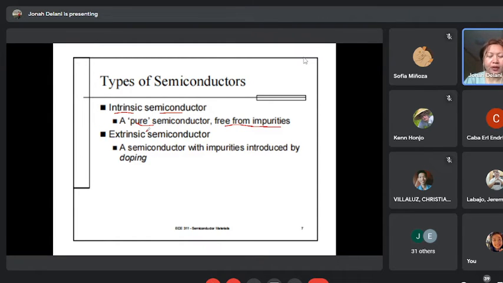And then, if impurities, other substances, are added to the semiconductor, it is now called an extrinsic material. When impurities are added, the process of doing it is called doping. Okay, understood? If it is alone, it is intrinsic. If it is mixed, it is extrinsic.